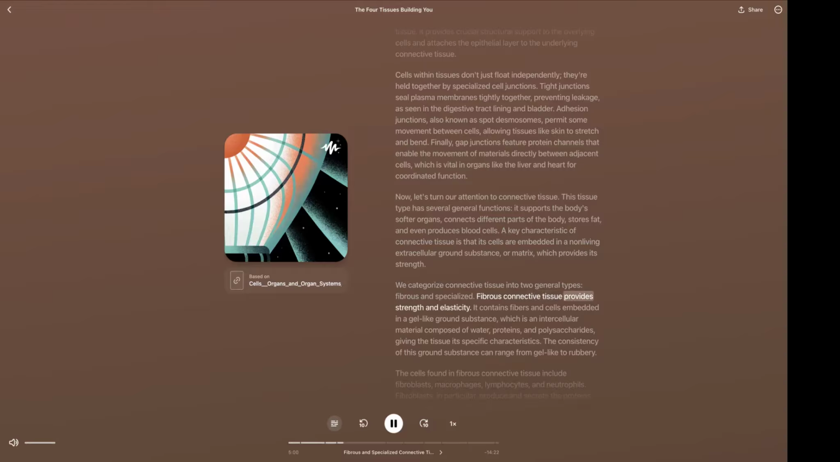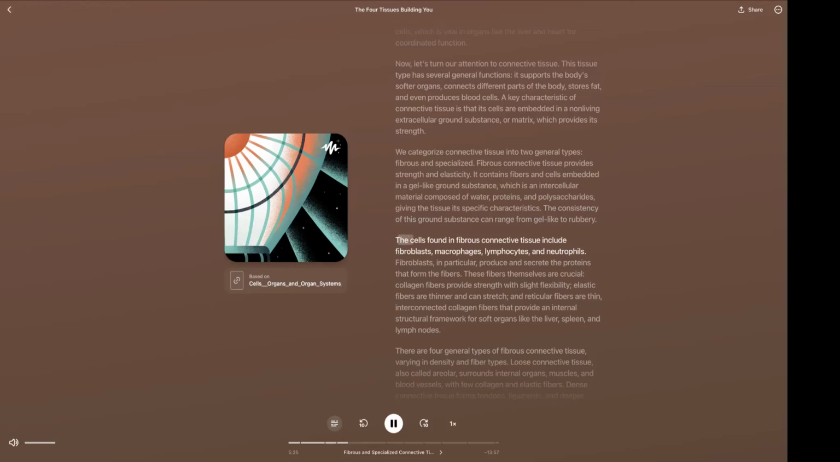Fibrous connective tissue provides strength and elasticity. It contains fibers and cells embedded in a gel-like ground substance, which is an intracellular material composed of water, proteins, and polysaccharides, giving the tissue its specific characteristics. The consistency of this ground substance can range from gel-like to rubbery. The cells found in fibrous connective tissue include fibroblasts, macrophages, lymphocytes, and neutrophils. Fibroblasts, in particular, produce and secrete the proteins that form the fibers.